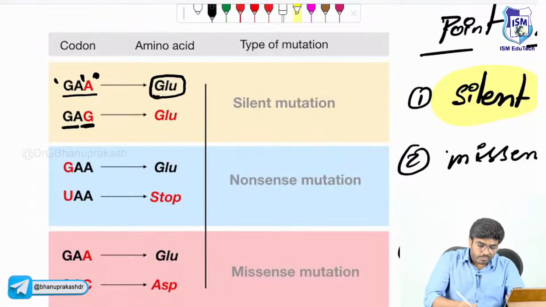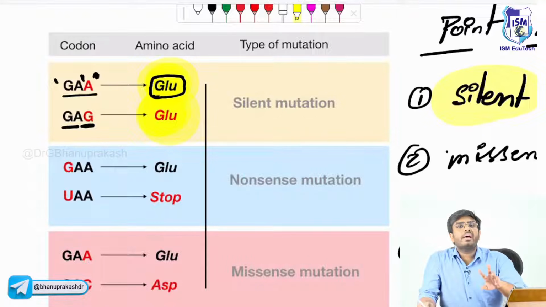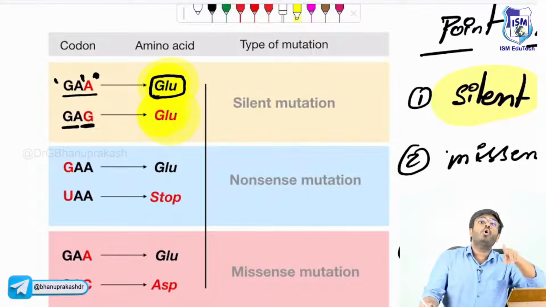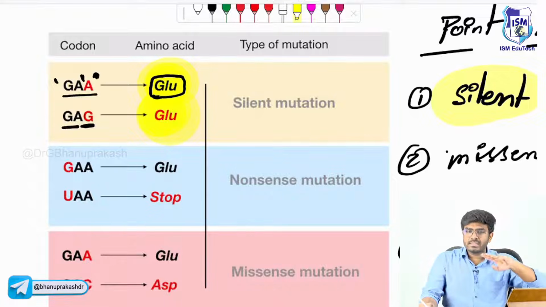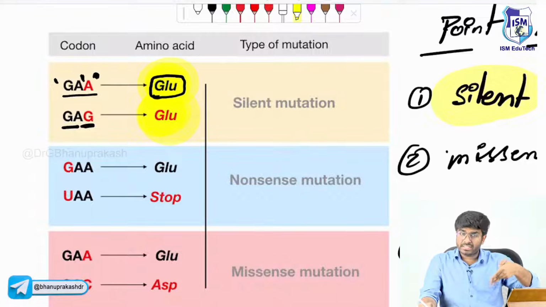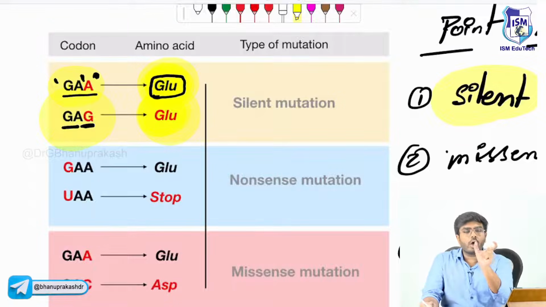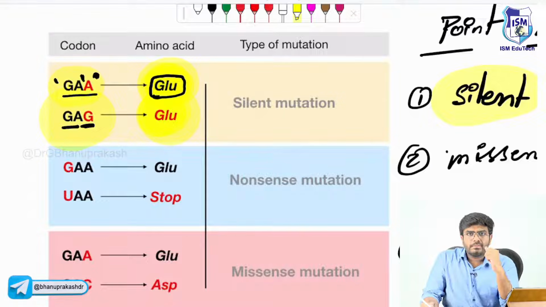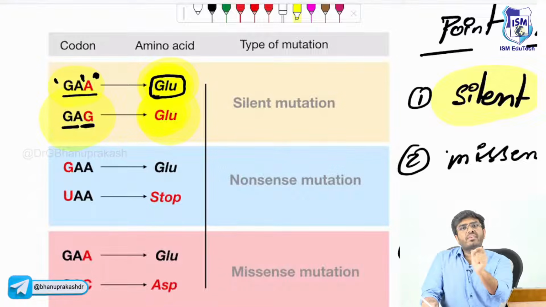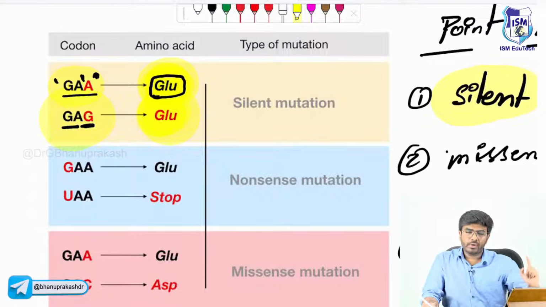But you should understand certain things. One amino acid, glutamic acid, is coded by many codons. Here, GAA codes for glutamic acid, and the GAG codon will also code for glutamic acid only. One thing, never ever forget: one codon codes for one amino acid, but one amino acid can have multiple codons.